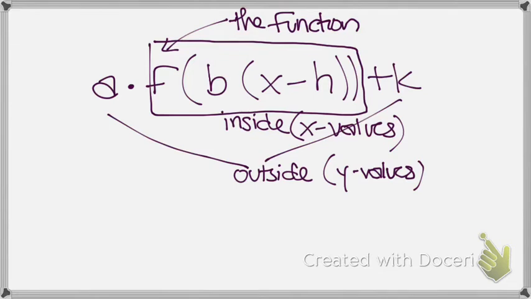Anything outside, the a value out front and the k value in the back, affects the y values, where anything inside, the b and the h, affects the x values. You remember from quadratics, anything on the inside was always the opposite of what it looked like. So if it was a plus, it was actually left, and if it was a minus, it was actually right. It works the same way with the b value. So we're going to see that here in just a minute. The outside stuff, the a and the k, is exactly what it looks like.